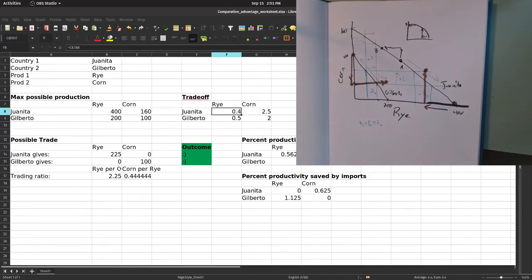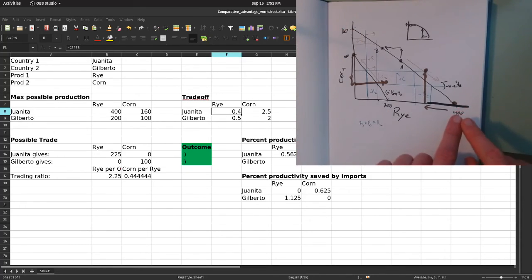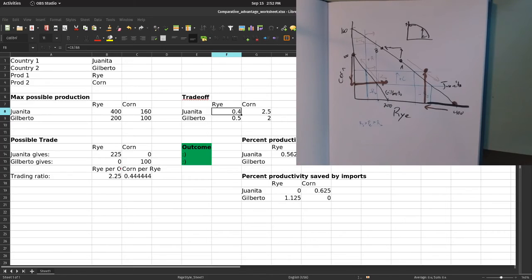This is really the only free lunch in economics. We're not getting better. All we're doing is we're buying from the person with a lower opportunity cost, and the result is we are able to get more, right? Regardless of the fact that Juanita is more productive, she has absolute advantage. What really counts is she has comparative advantage in rye, and Gilberto necessarily has comparative advantage in corn.